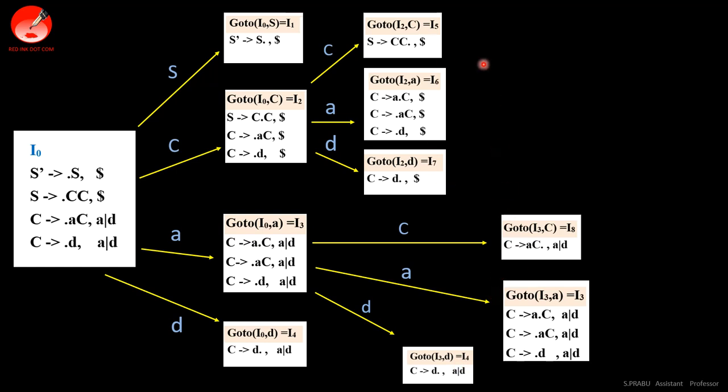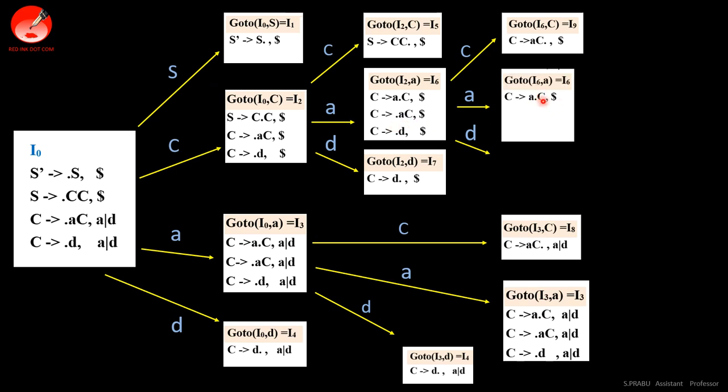From this resultant set, I5 is the closed state, so I am going to find the goto functions in the I6 state. Here, when I apply capital C, I will get C tends to aC dot, dollar. These two sets are similar but differ in the look ahead symbol, so I named it I9. When I apply small a with I6, I can get C tends to a dot C, dollar. For this capital C, I write these two productions, and the follow of the C is the dollar symbol, so I write the dollar symbol here. These two sets are similar, so I named it I6.